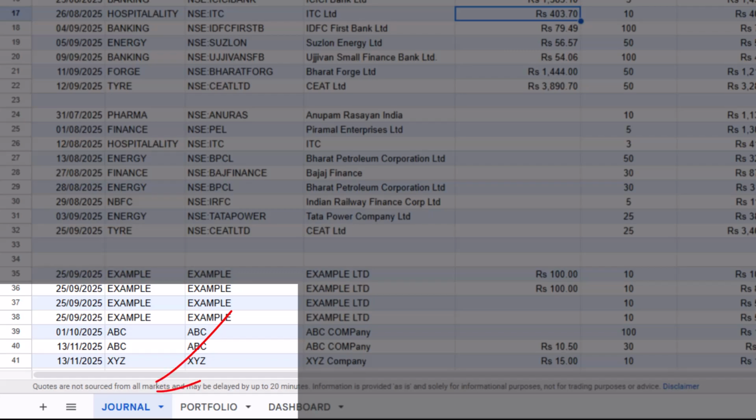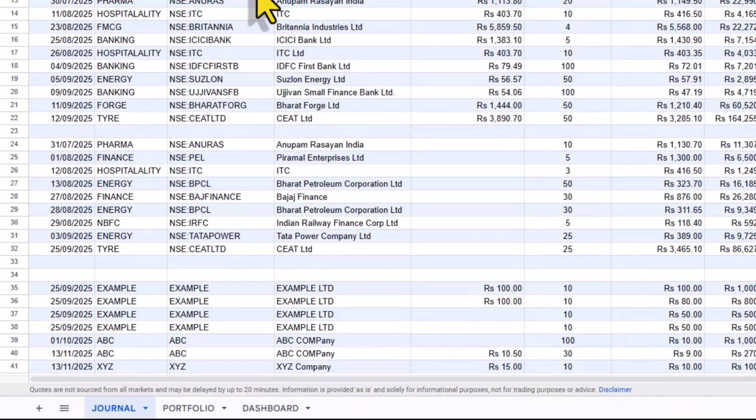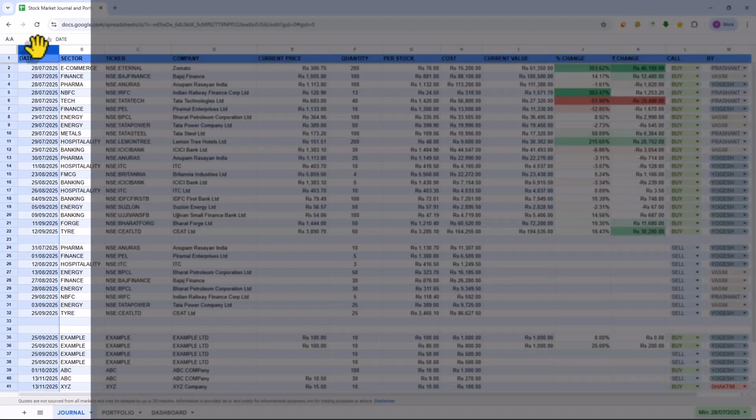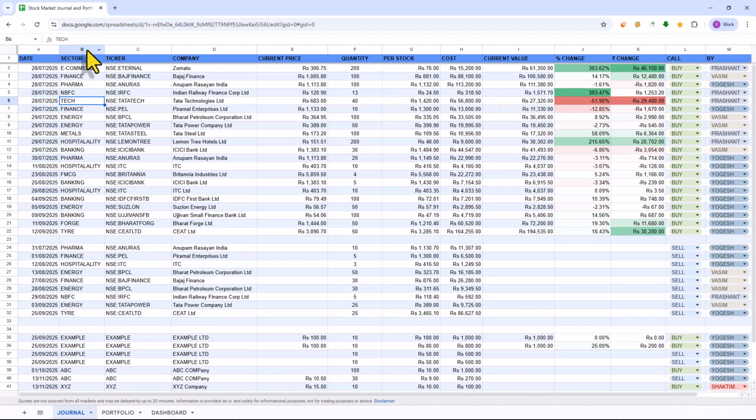So here we are in the journal tab, and as you can see, here are some columns: dates where you can journal or log your trades. Then we have sector, then the symbol or ticker of the company. Here we have company name, then current price, which we are fetching from GoogleFinance, and it's a live current price of the particular stock. Here we have quantity and how much we have paid per stock, or at which point we sold the stock.